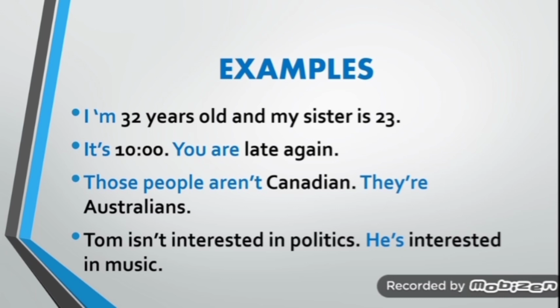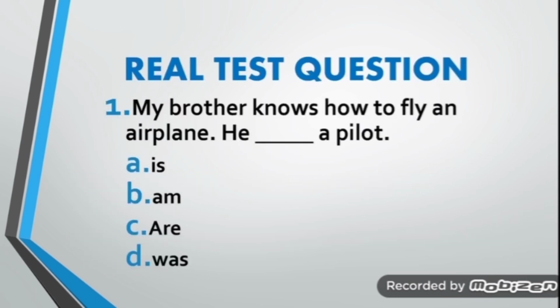Examples. We have here, I'm 32 years old and my sister is 23. So I'm or I am, and sister is. Okay, so sister is a noun subject. So my sister is 23. Okay, it's 10 o'clock. You're late again. Okay, so that's how we use them. Those people aren't Canadian. They are Australians. Okay, so that's how we use them. Tom isn't, a singular subject, Tom isn't. Okay, Tom isn't interested in politics. He's interested in music. Okay, so let's go to real test questions.